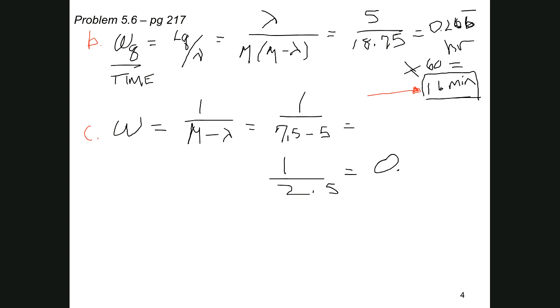Again, 0.4 what? This is 0.4 because our lambda and mu are expressed in terms of hours. This is 0.4 hours. Well, how many minutes is that? If we multiply this by 60, 0.4 times 60, this is 24 minutes.